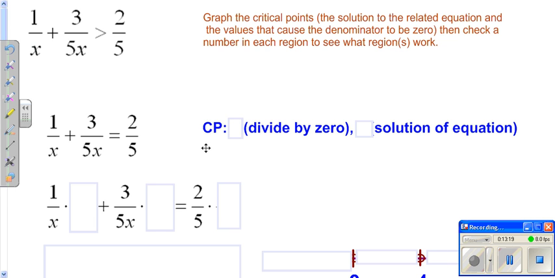Now we'll go ahead and do this one here. We're going to solve the equivalent equation, but you want to figure out what causes the bottom to be 0, and in this case it's whenever x is 0. Now we got to find your LCD. So you're going to multiply everything by 5x.